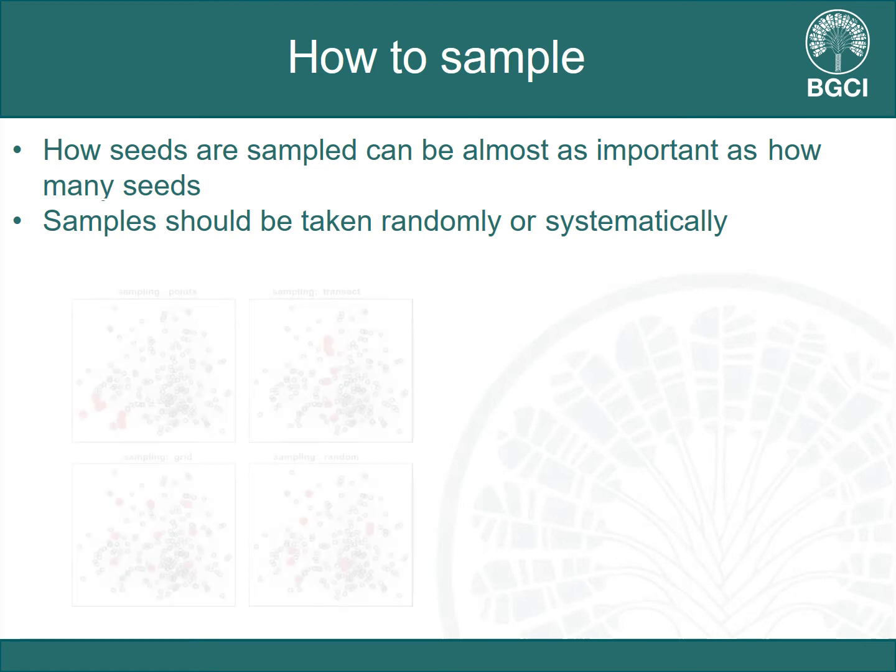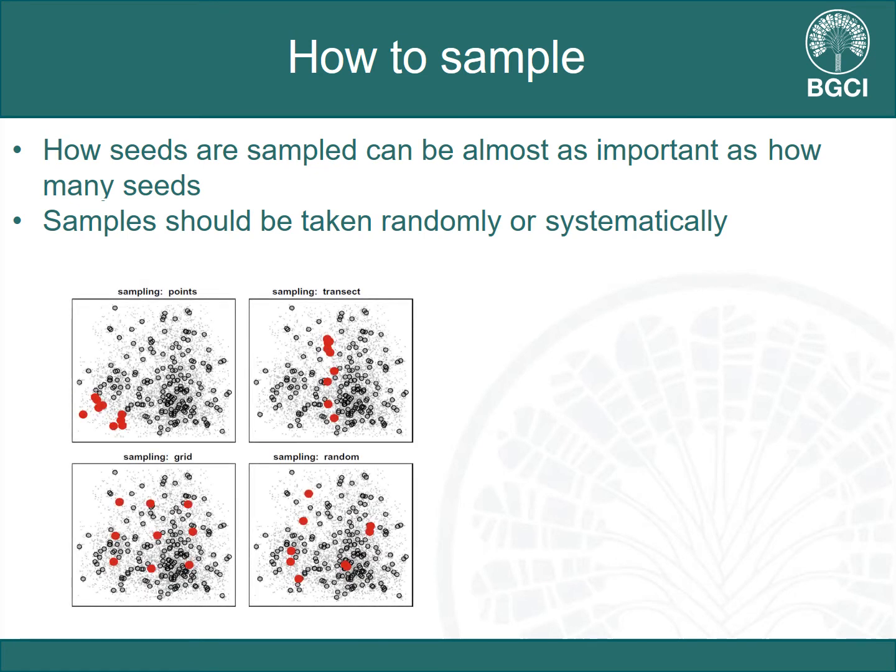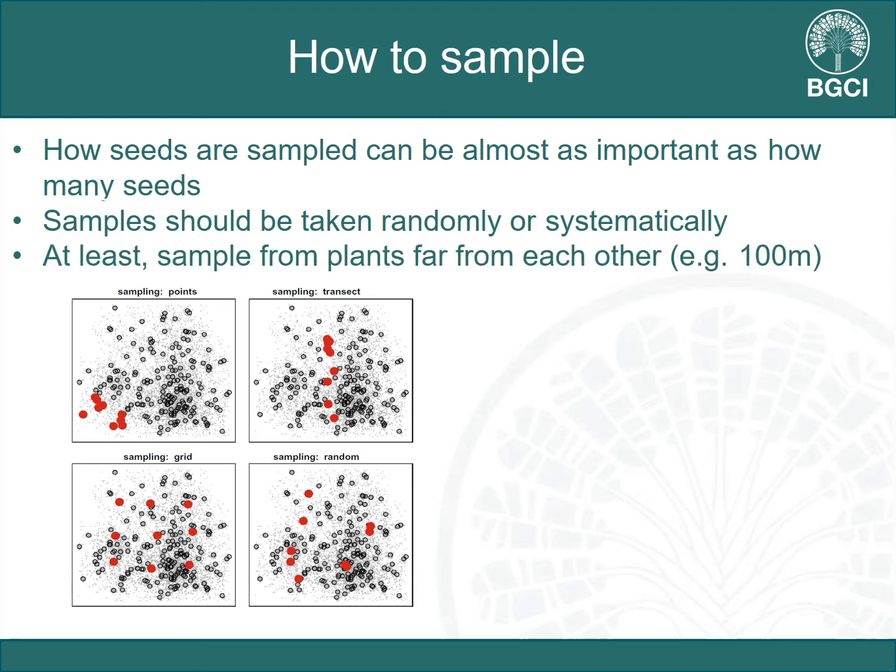This picture contrasts random and grid sampling with some other types of sampling. Most important is to avoid sampling plants that are all adjacent to each other, as in the upper left. These plants are all likely to be related. In forest trees, a common guideline is to allow at least 100 meters between trees sampled for seed.